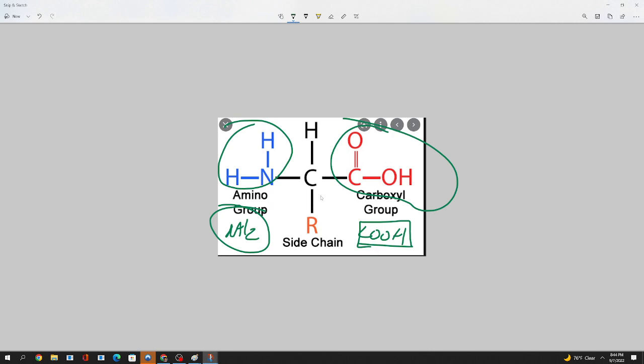That is carboxyl. Now, the reason these are two significant things is because when a protein wants to be made, these actually interact with one another, and they end up forming some type of bond on top of one another, creating this structure.